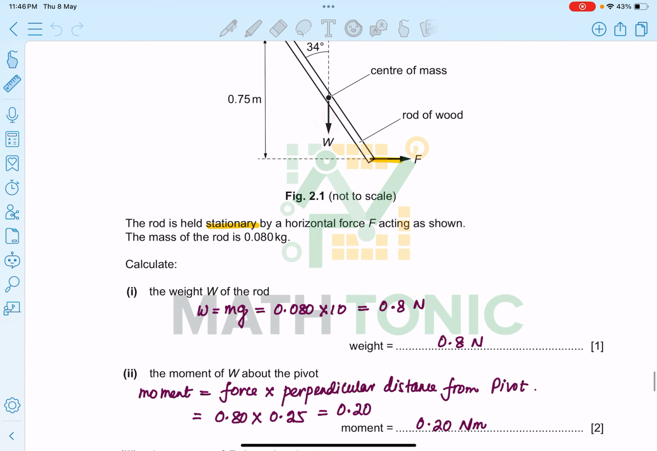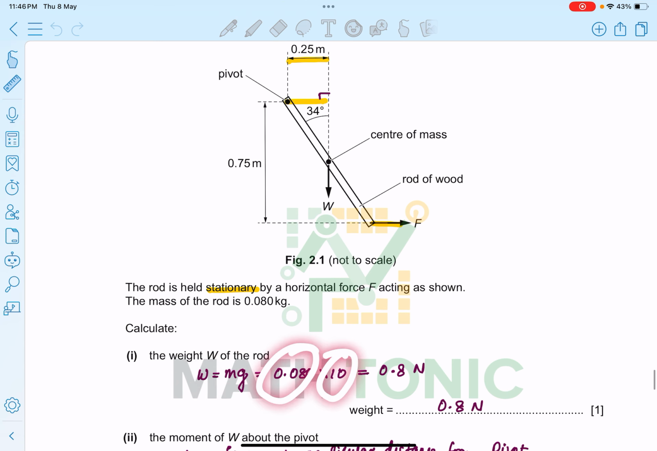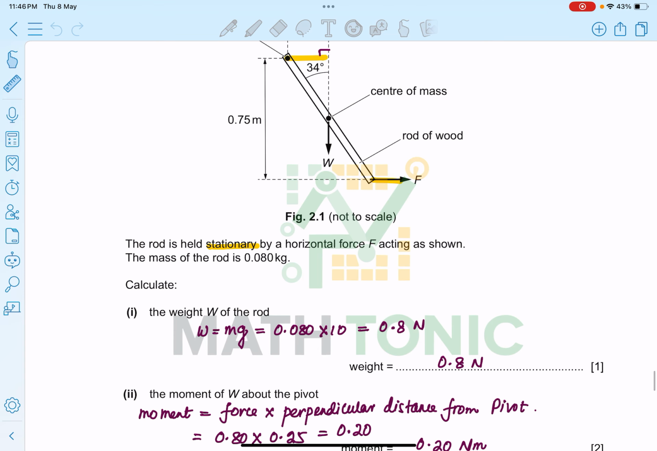Oh, very simple, because we know that weight equals mg. The mass is given as 0.08 kg, and g equals 10 meters per second squared, which is the acceleration due to gravity. When you multiply it, we get 0.8 Newton. Please don't forget to write the Newton, that is the unit of force.